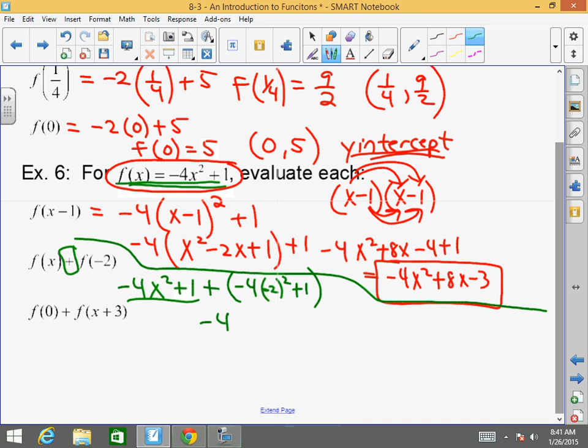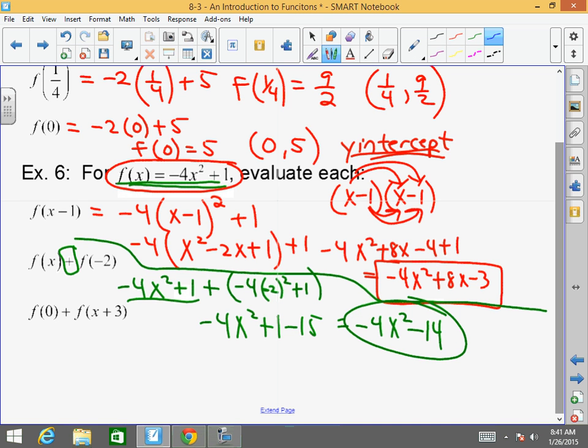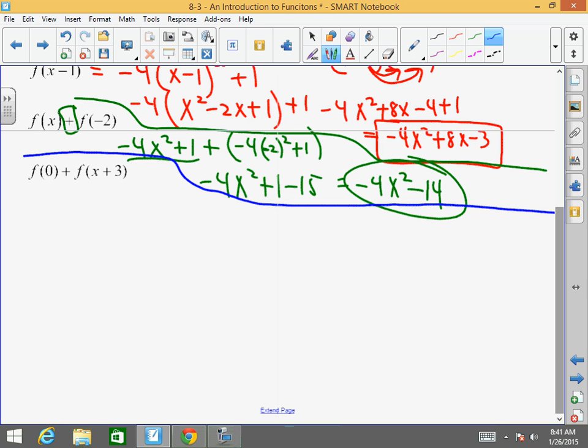So this would be negative 4x squared plus 1 plus, what's negative 2 squared? 4 times negative 4 plus 1. So that's going to be a negative 15. So that equals negative 4x squared minus 14. And if I wanted to factor out a 2, I could. You guys with me here? Okay. Remember, there's no shame in asking. It's called learning.